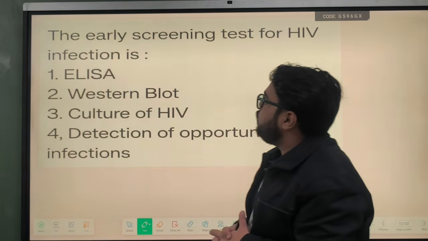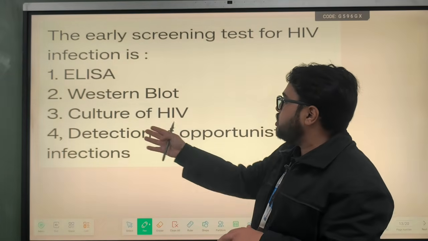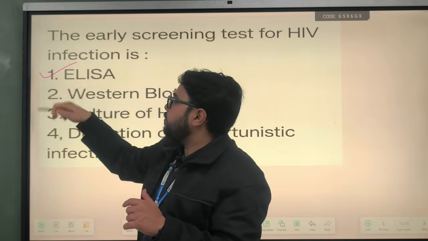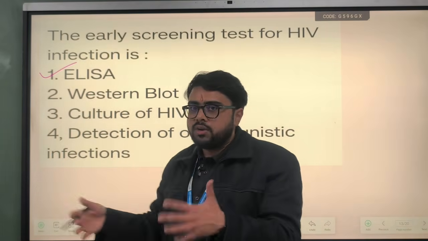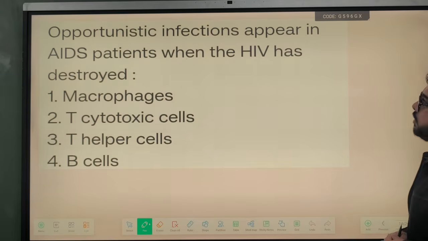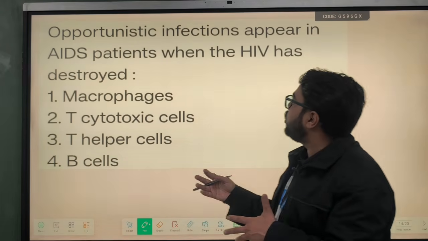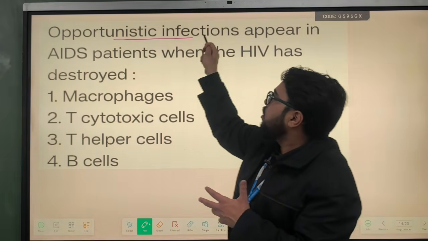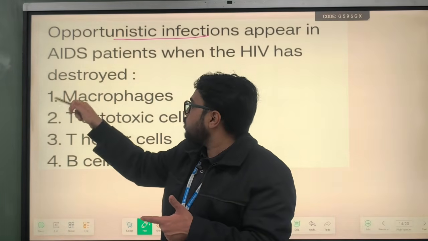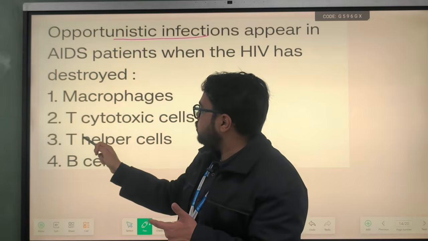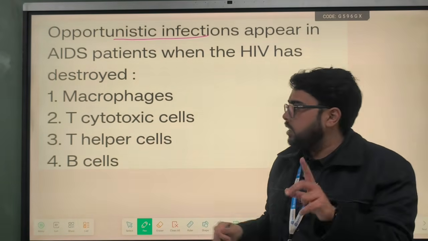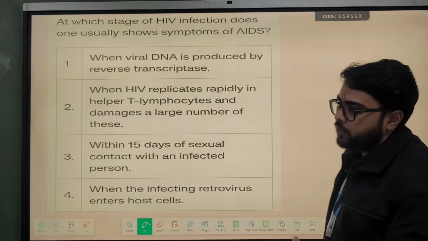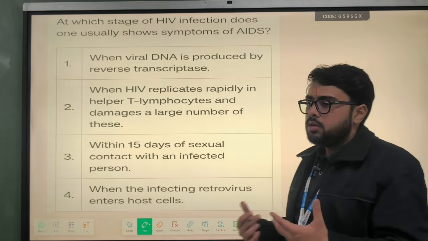The early screening test for HIV infection: ELISA, Western blot, culture of HIV, detection of opportunistic infection. We have studied that ELISA is the primary test and Western blotting is the confirmatory test. Coming to the next one: opportunistic infection appears in an AIDS patient when HIV has destroyed which cell: macrophage, T cytotoxic, T helper or B cell? We have seen it is the T helper cell. During that time, Toxoplasma gondii as well as different kinds of bacteria like Mycobacterium can cause problems.